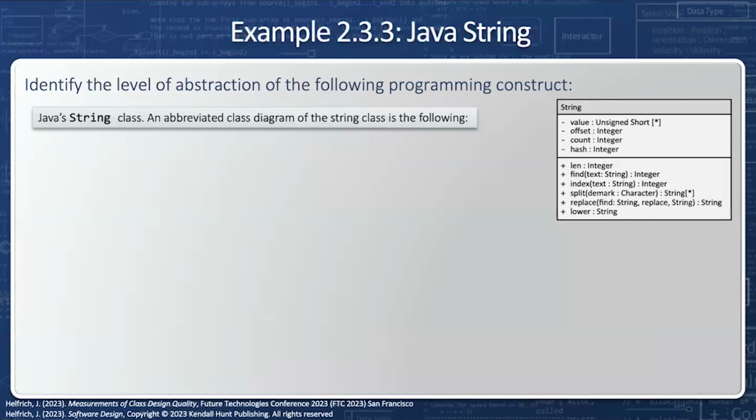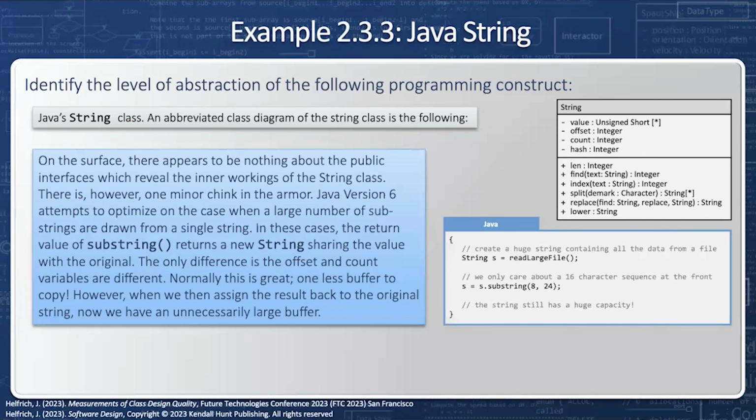Let's take a look at another example, the Java string. Now, in the Java string, we have 4 member variables: the value, offset, count, and hash. And then we have some public methods: length, find, index, split, replace, and lower. What's the level of abstraction of Java's string class? On the surface, there appears to be nothing about the public interface which reveals the inner workings of the string class. There is, however, one minor chink in the armor.